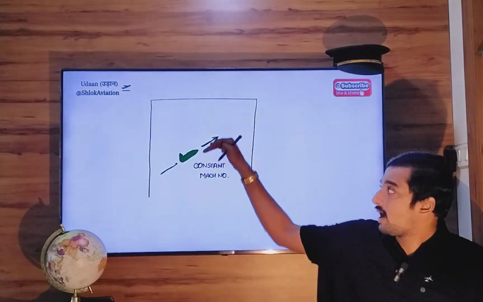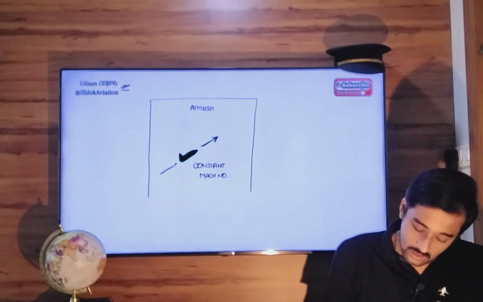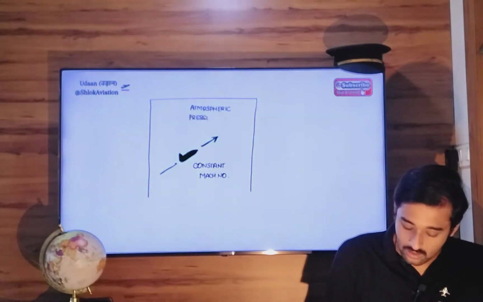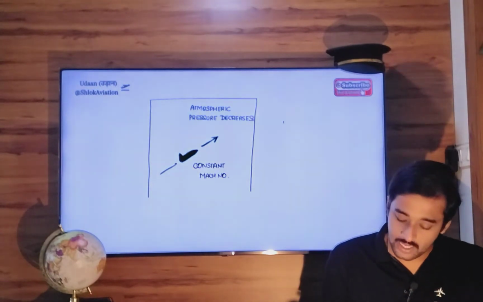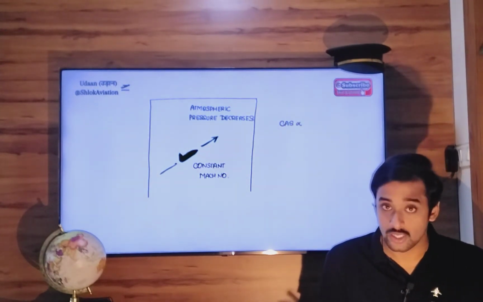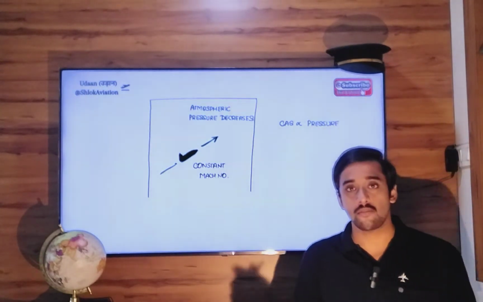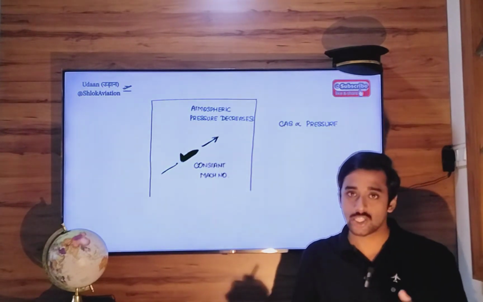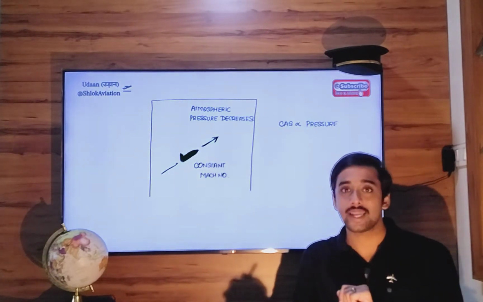Now when you climb to higher and higher altitudes, atmospheric pressure decreases. Your calibrated airspeed is only proportional to outside atmospheric pressure. What is calibrated airspeed? It is nothing but the indicated airspeed shown on your airspeed indicator.